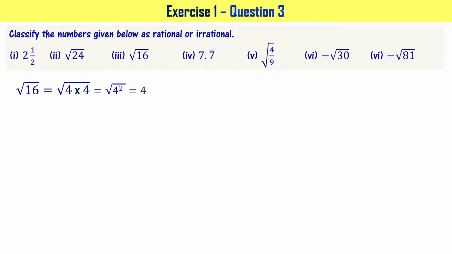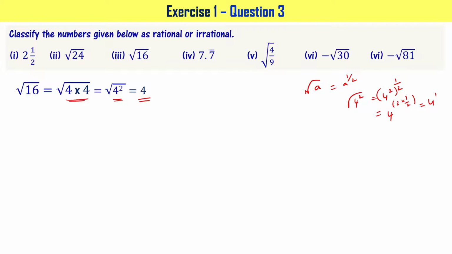Root 16 can be written as root 4 times 4. That can also be written as root of 4 square, right? We know that, for example, you have square root of a, that can be written as a power half, right? It means square root of 4 square can be written as 4 square to the power half, right? So you can write it as 4 power 2 times half, that is equal to 4 power 1. That's why we say that root 16 is equal to 4, right?